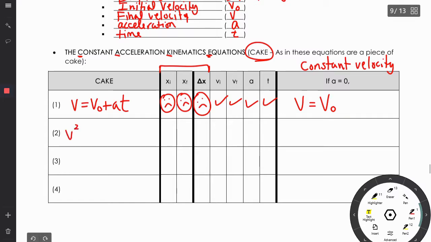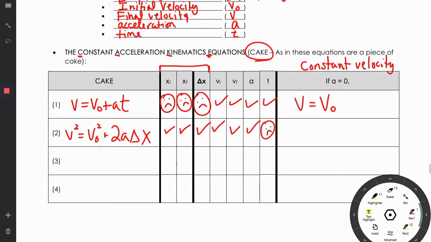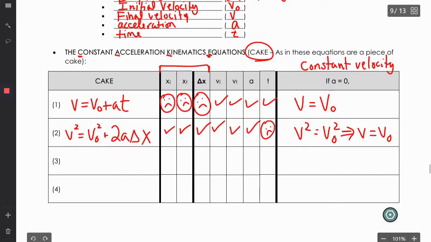The second equation is v squared equals v0 squared plus 2a delta x. So we would have xi, xf, and delta x. We have initial velocity, final velocity, and acceleration, but we don't have time. I like to call this the equation that time forgot. If we plug in 0 for acceleration, we get v squared equals v0 squared. If we take the square root of both sides, it again reiterates that if you have no acceleration, then your velocity remains constant.